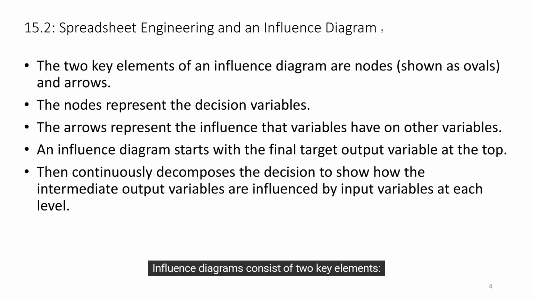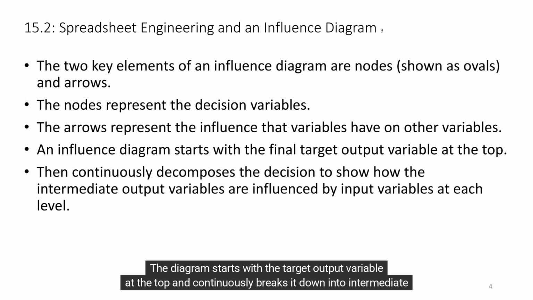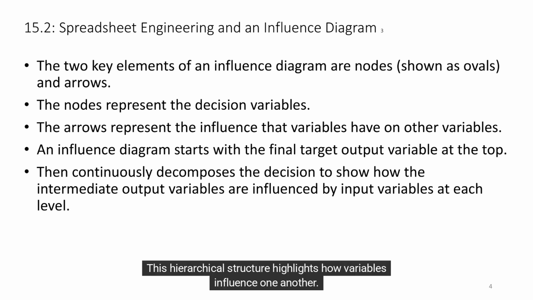Influence diagrams consist of two key elements. Nodes represent decision variables and are shown as ovals. Arrows indicate the influence that one variable has on another. The diagram starts with the target output variable at the top and continuously breaks it down into intermediate outputs and inputs. This hierarchical structure highlights how variables influence one another.